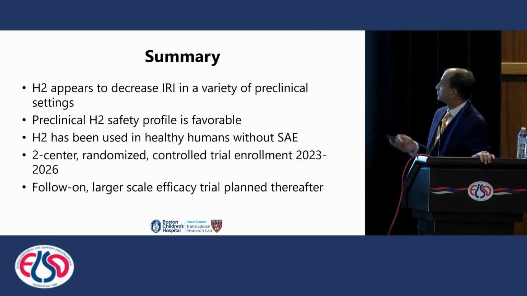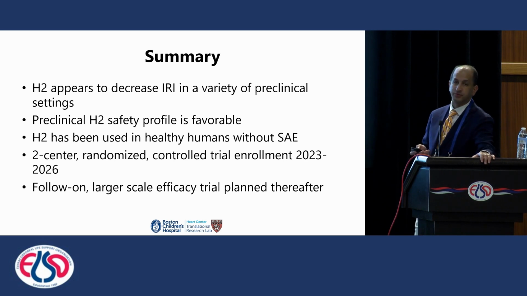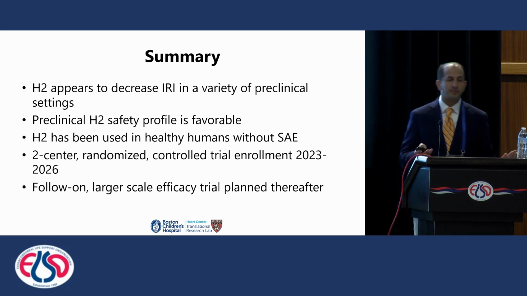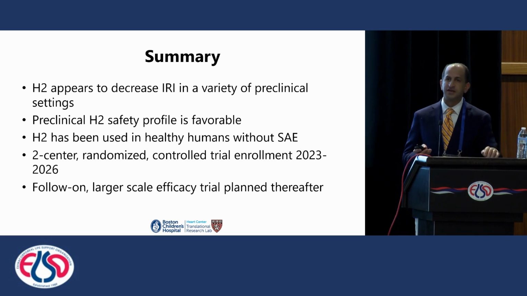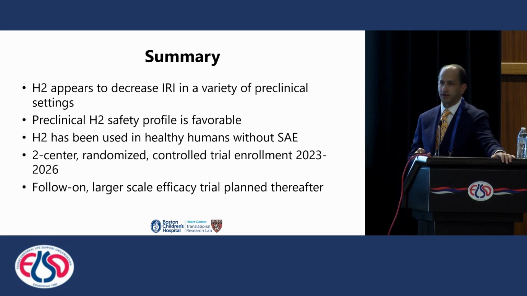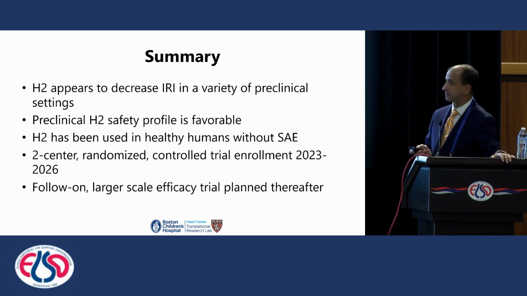So in summary, hydrogen appears to decrease ischemia reperfusion injury. I did not pay at all the respect that I should to the many other investigators in this area who have done good work in preclinical models of hydrogen. It's been very well studied, and it appears to decrease ischemia reperfusion injury in many settings. The preclinical safety profile, as well as in healthy adults, appears to be favorable, and so we're planning this trial, following on with a larger efficacy trial.